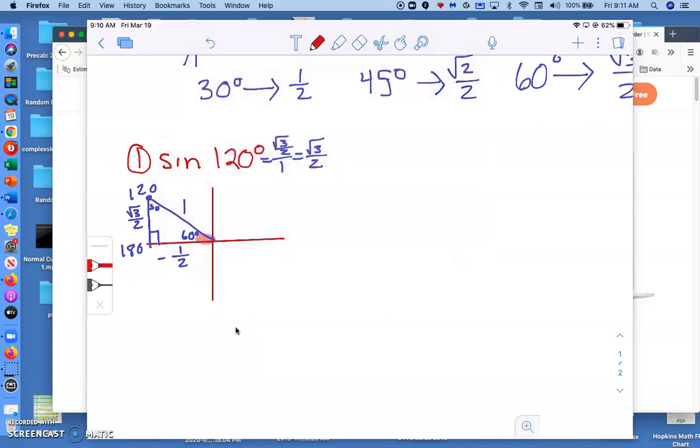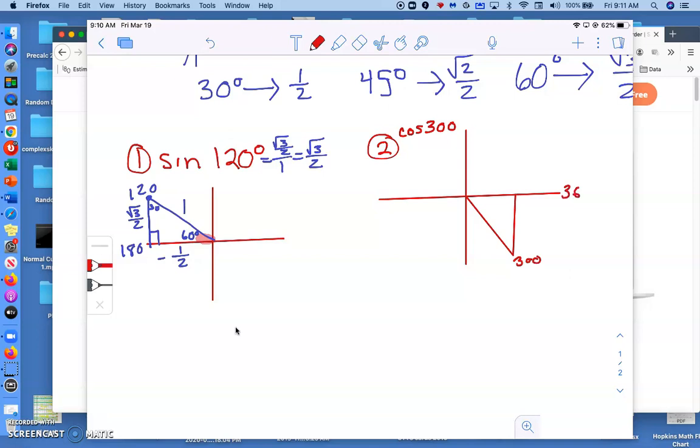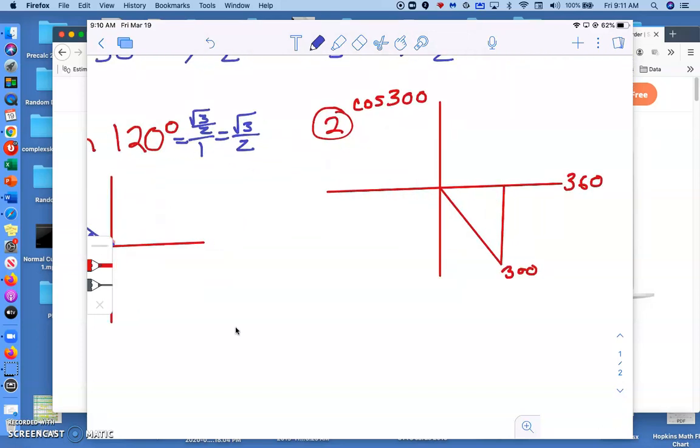So let's try one more of these. The second one. Let's say we have the cosine of 300. So 300 would be in this quadrant. Again, we go straight up to the x-axis. So that's 300, 360. So our reference angle in here, 300 to 360, has to be 60.